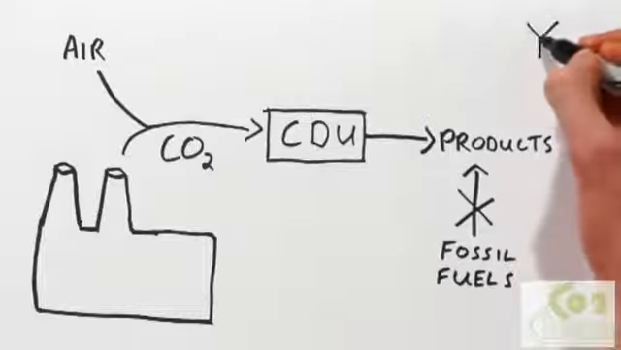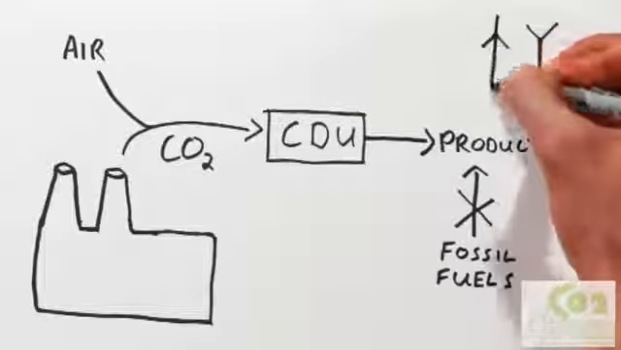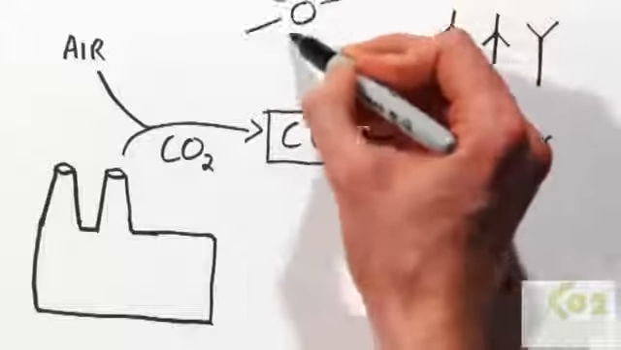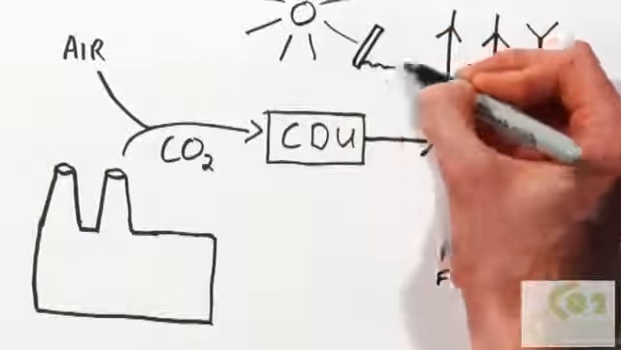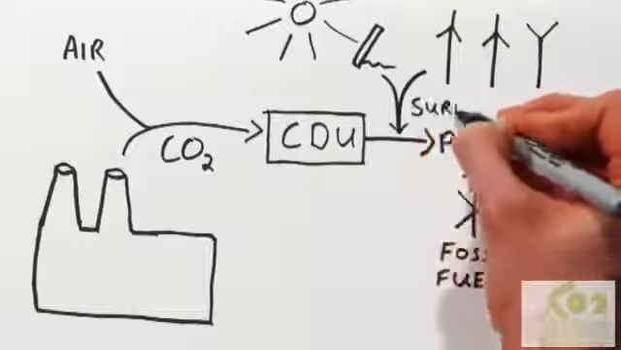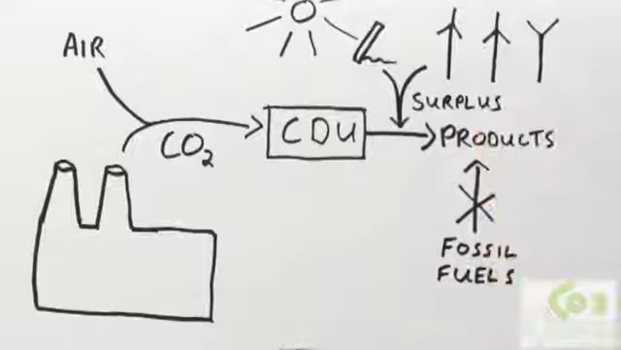Converting CO2 into these usable products does require a lot of energy. However, this can be provided by renewable sources, such as wind turbines and solar power. Sometimes more renewable energy is produced than can be used, and there is a surplus. It is this energy that would be used.